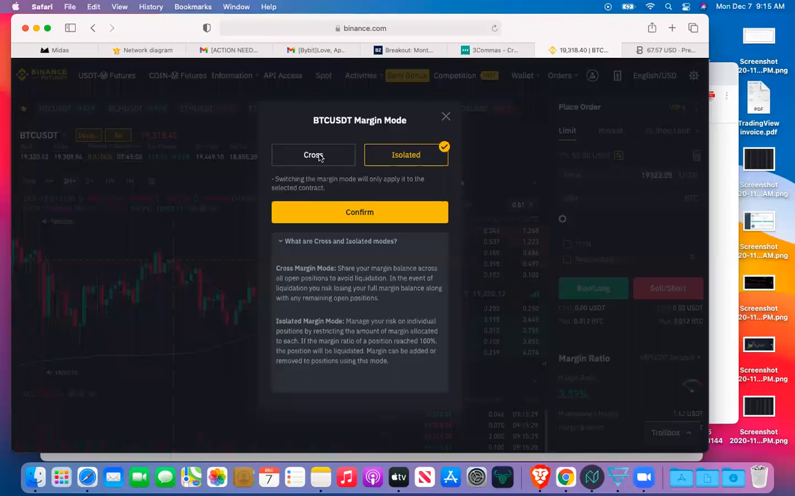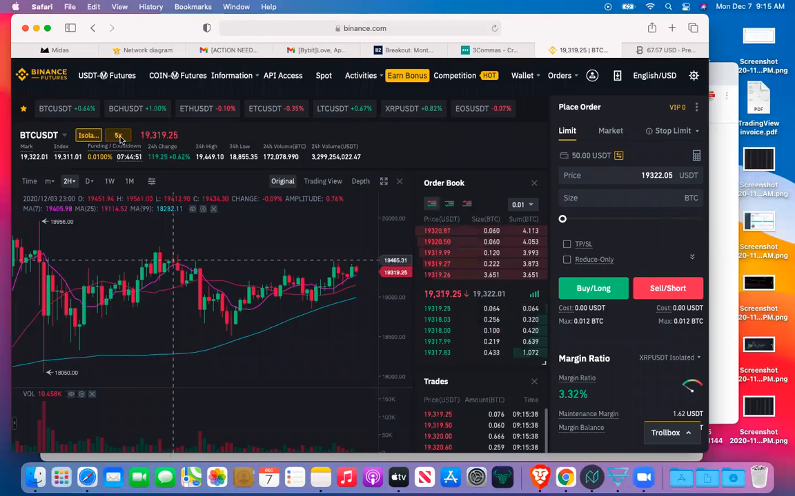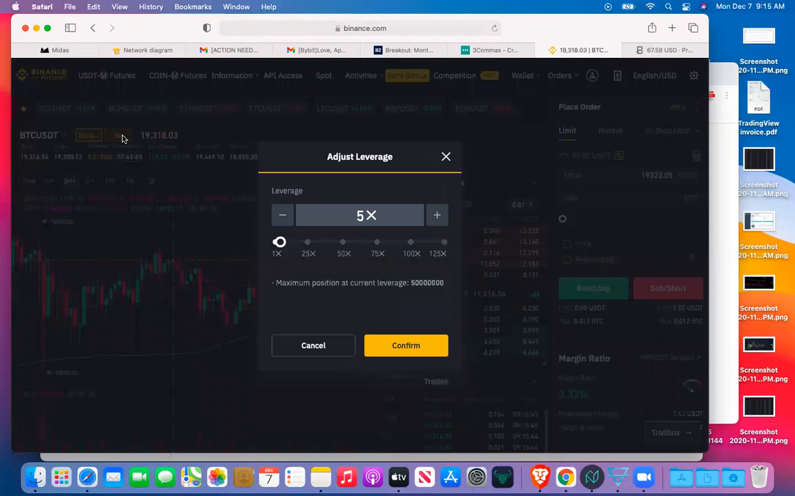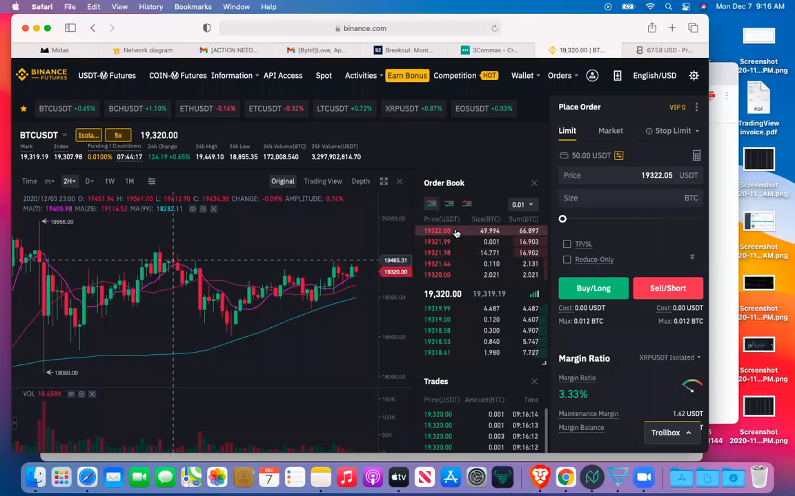Now, in your case, for the first time, it's going to show cross. Then you need to click on isolated and click on confirm. Now, if that is done, the leverage is going to show 20 or depending on what leverage that particular coin has. Okay, click it and you can move around, if it's 100x you want, 5x, 10x. But like I told you guys, what I recommend for a beginner is a maximum of 5x. If not, then you should do 2x, 3x.